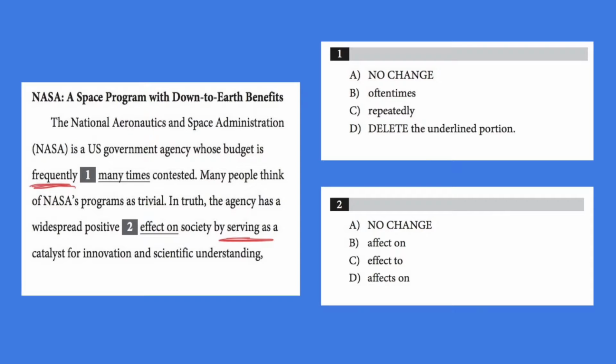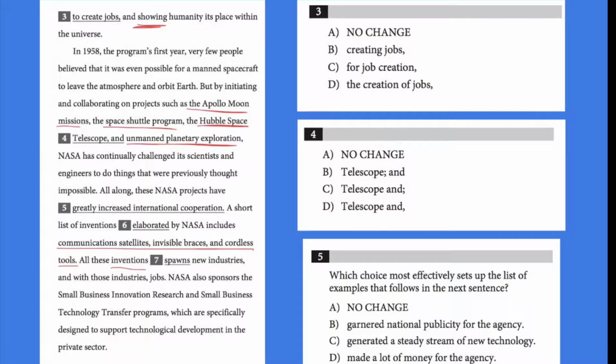Question 3 continues on to the next slide, but we're going to need this sentence to help us answer that next question, so we're going to start reading from before question 2. In truth, the agency has a widespread positive effect on society by serving as a catalyst for innovation and scientific understanding, to create jobs, and showing humanity its place within the universe.